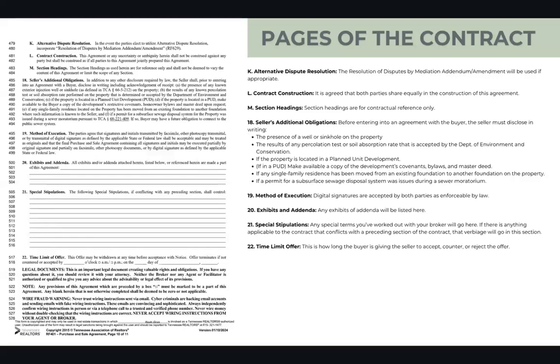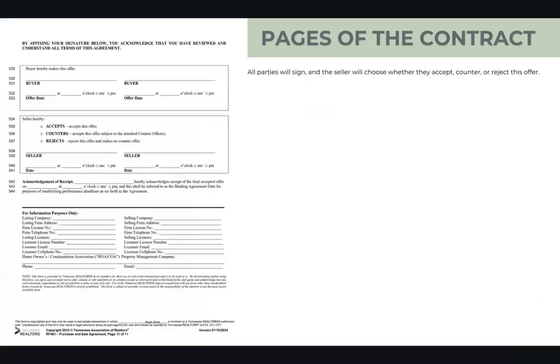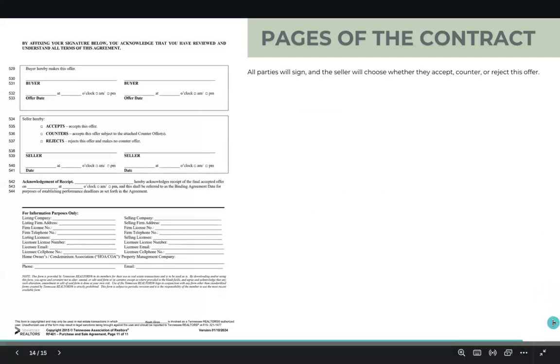And time limit of offer, number 22. So this is how long the buyer is giving the seller to accept, counter, or reject the offer. And then all parties will sign and the seller will choose whether they accept, counter, or reject this offer.